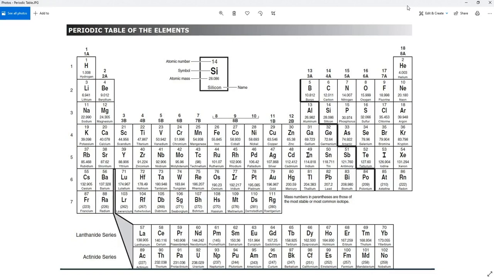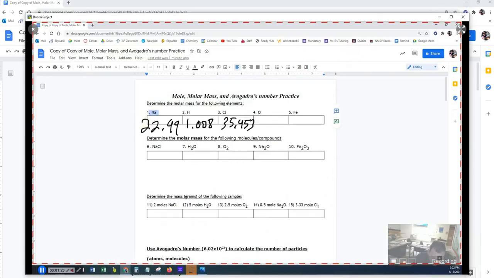Now, when you're doing empirical or molecular formulas, I wouldn't round these. Oxygen is 16, and iron is 56, rounding to whole numbers. Cool.